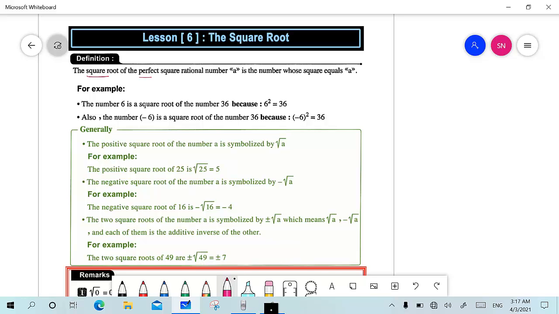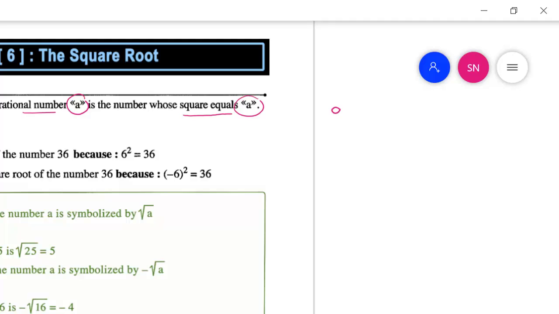The square root of a perfect square of a rational number a is the number whose square equals a. Let's have an example to clarify this more. For example, if I'm saying 9, I know that 9 is 3 raised to the power of 2. So the square root of 9 is 3, the number which I raise to the power of 2 to get 9. In other words, I know that 9 is 3 times 3. So the square root of 9 is the number that I multiply by itself to get the answer 9, which is 3 times 3. The square root of 9 is 3.